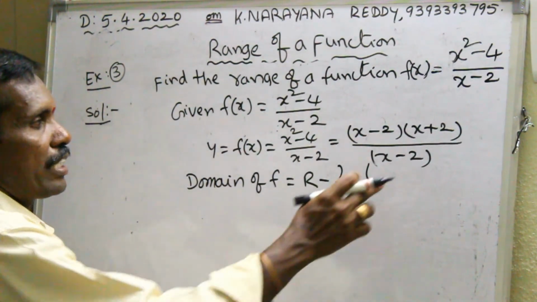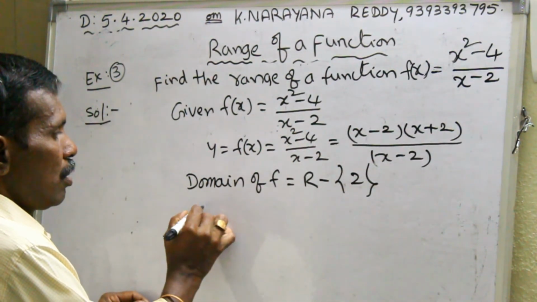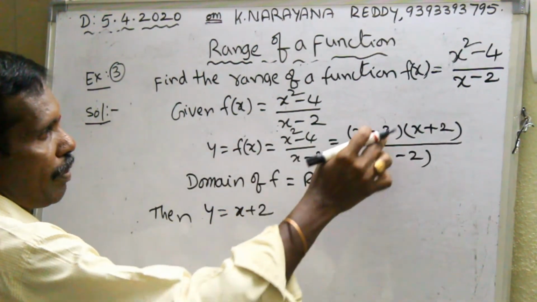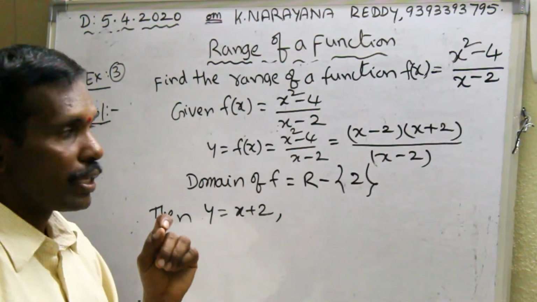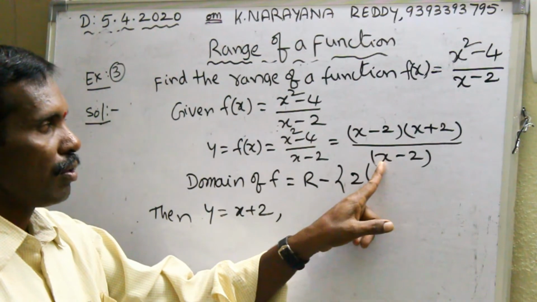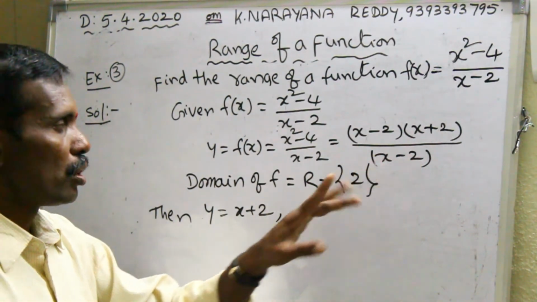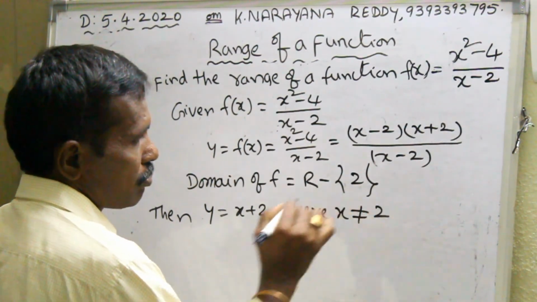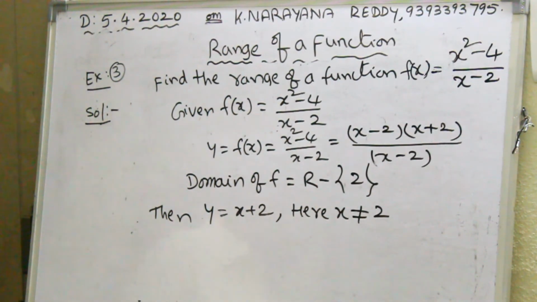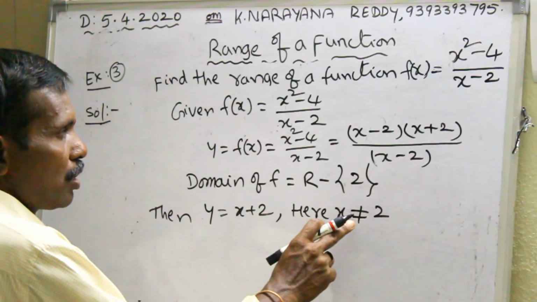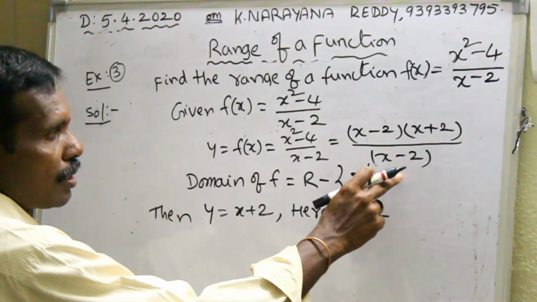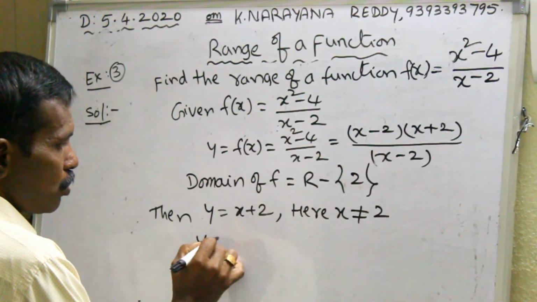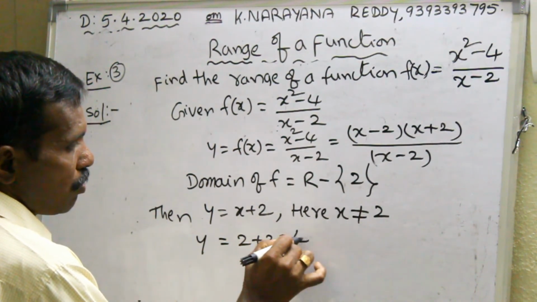Simple. X minus 2 gets cancelled, so y equals x plus 2. Why? Because x minus 2 goes. Here you can observe carefully, x is not equal to 2. Whenever x is equal to 2, the denominator comes to 0. So x is not equal to 2. Then y equals 2 plus 2 equals 4.